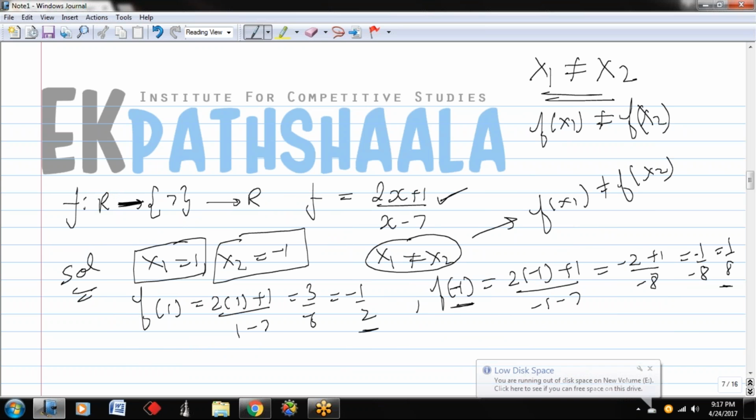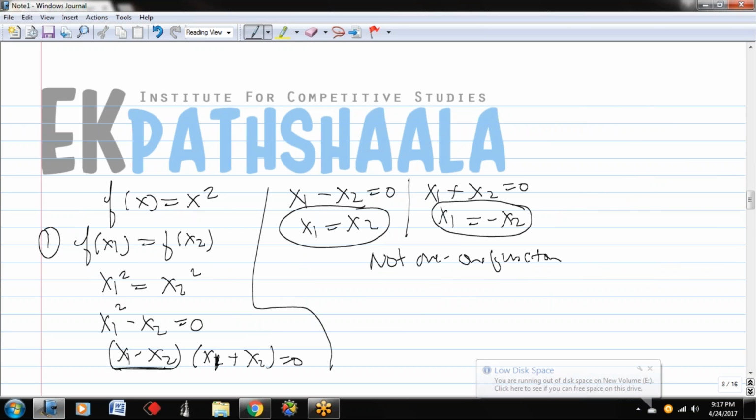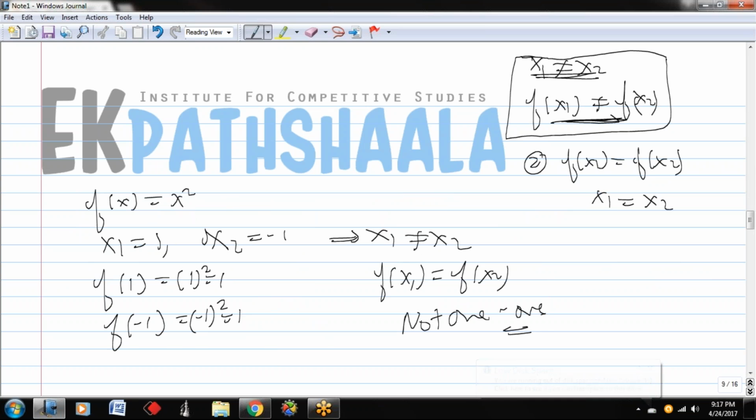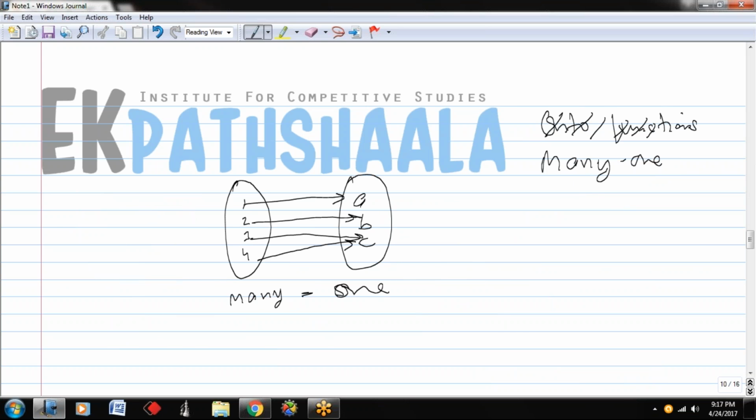I've shown you one question like this: in fraction-type questions, always try this. Whereas for the simpler questions, always use f of x1 equals f of x2 should generate x1 equals x2. Otherwise it is a many one function. Many one function means what? Many values of the domain have a single image. That is a many one function.